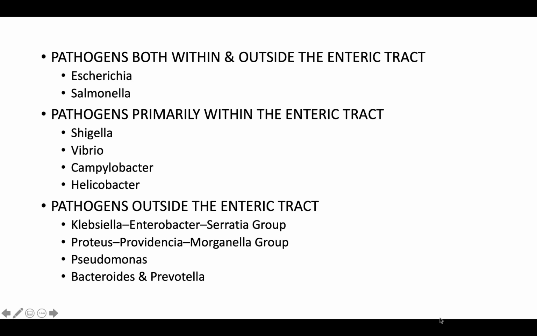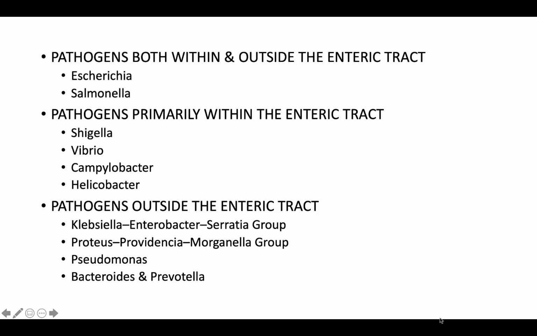And the way that I prefer is to divide the large group of gram negative rods that are present in the gut into 3 main categories according to where they cause disease.